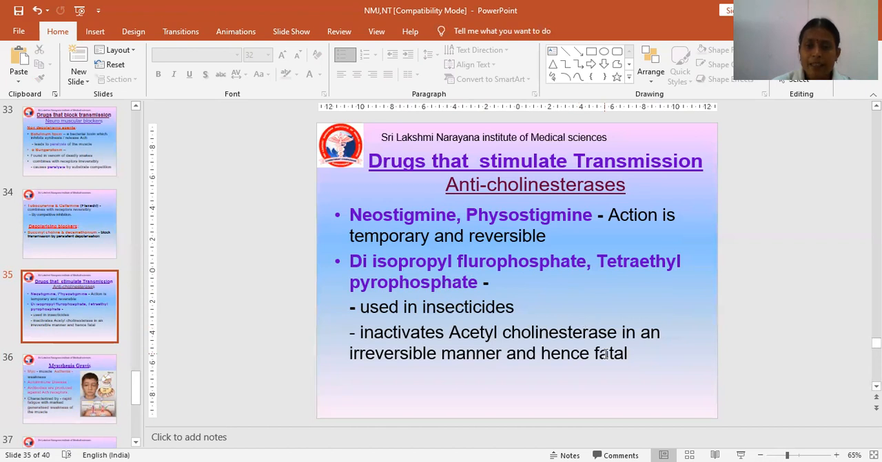These agents inactivate acetylcholinesterase in an irreversible manner, and it leads to a fatal condition.